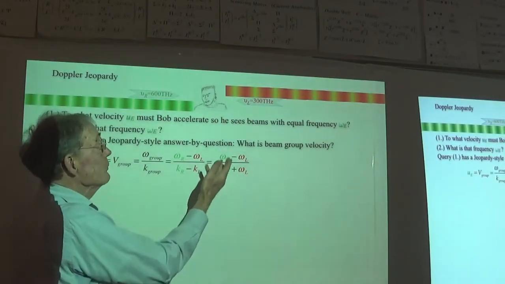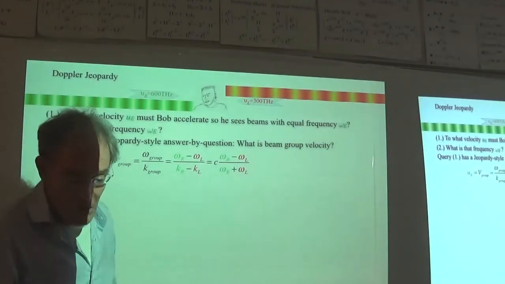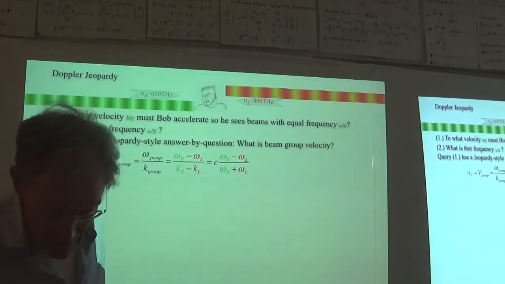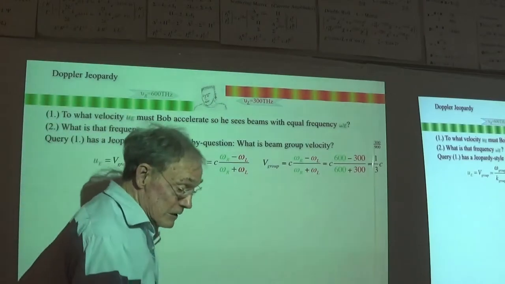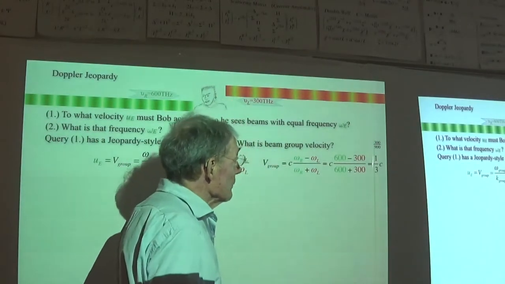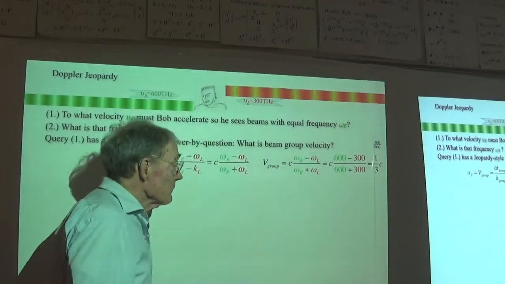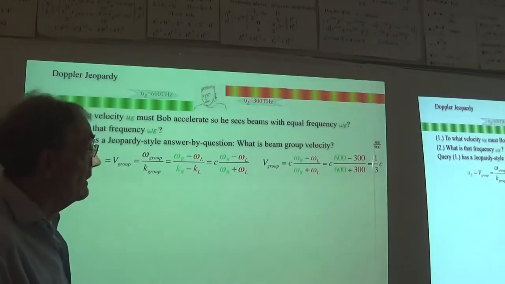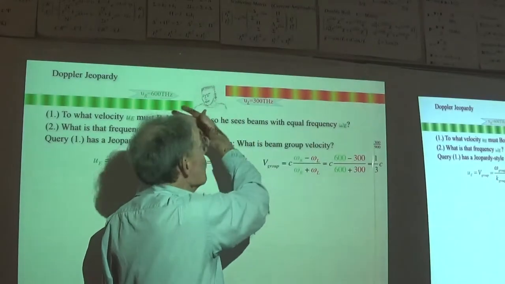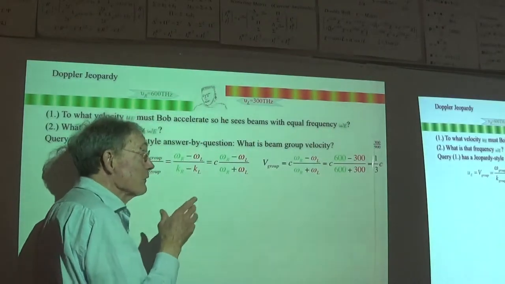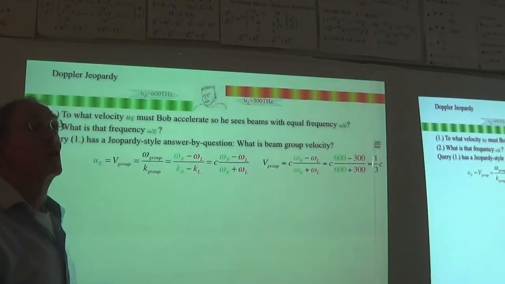Now the omega has an extra 2 pi that this doesn't. We're doing terahertz up here, we're doing radians per nanosecond or something like that there. Doesn't matter, the ratio cancels all that out. So the answer then is, when you put those numbers in, 600 minus 300 over 600 plus 300, okay, 1/3 the speed of light. He's got to get going at 1/3 the speed of light into this beam and away from that one in order to get the frequencies equal, because that's the group velocity. That's the center of momentum.